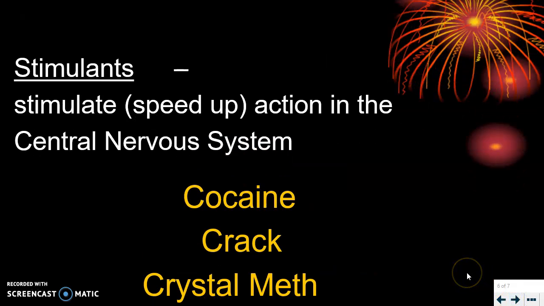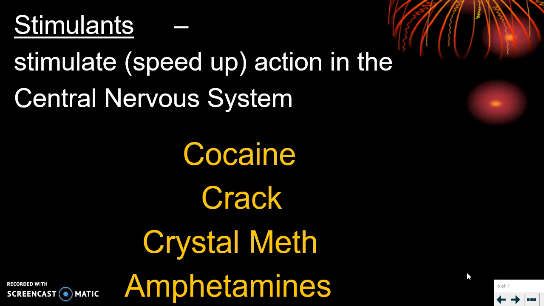And then your fourth category that we're going to take a look at are stimulants. And stimulants do the opposite of depressants. Stimulants speed up your central nervous system. So they get it moving at a faster speed than what should be normal. Here's some examples of stimulants: cocaine, crack, crystal meth, amphetamines.